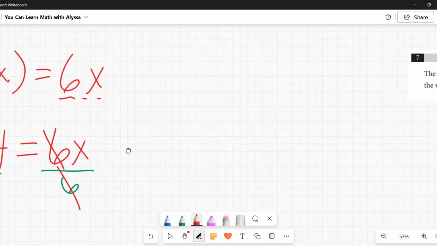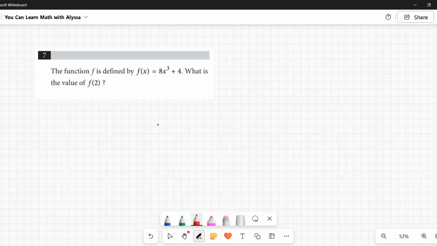Number 7. The function f is defined by f of x equals 8x cubed plus 4. What is the value of f of 2? If you just watched my one for question 6, this is going to be repetitious, but I explain each time just in case someone's watching individual problems by themselves.